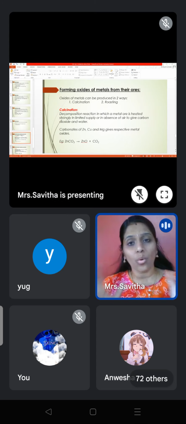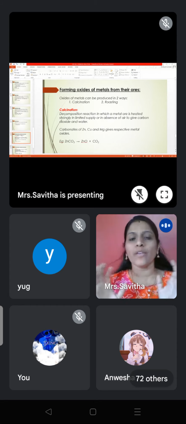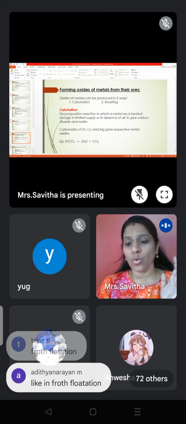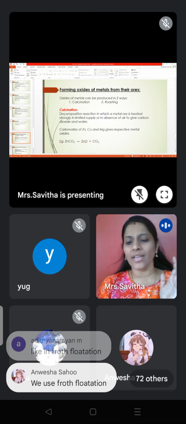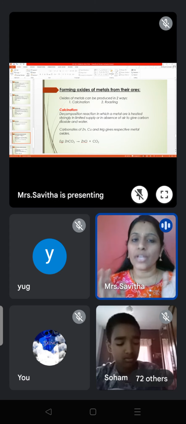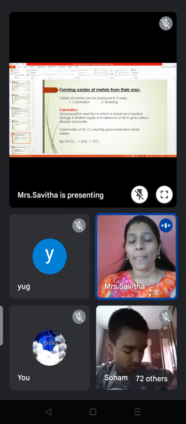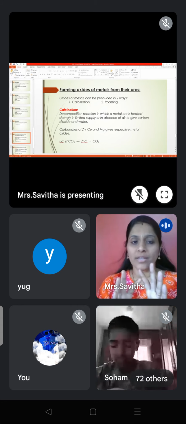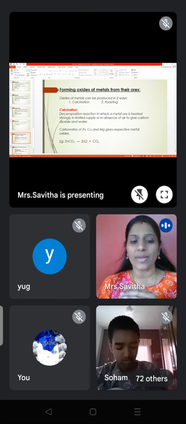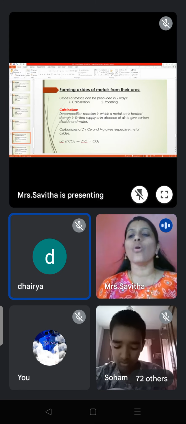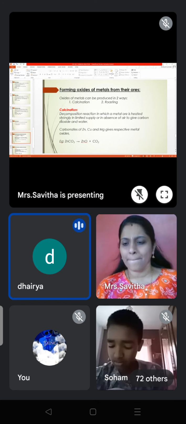So from that ore, we have to remove impurities. For example, zinc ore, ZnS suppose, or bauxite ore. So zinc ore to oxide of metal. So how are we converting ore to oxide? Yes? Ore for lead.